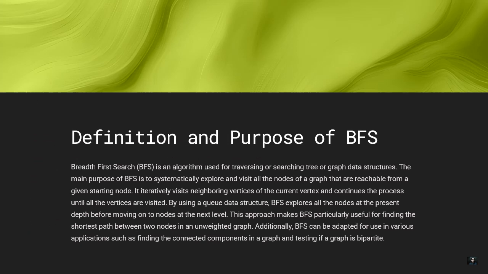Next is the definition and purpose of BFS. Breadth first search is an algorithm used for traversing or searching tree or graph data structures. The main purpose of BFS is to systematically explore and visit all the nodes of the graph that are reachable from the given starting node. It iteratively visits neighboring vertices of a current vertex and continues the process until all vertices are visited. By using a queue data structure, BFS explores all the nodes at the present depth before moving on to the nodes at the next level. This approach makes BFS particularly useful for finding the shortest path between two nodes in an unweighted graph. Additionally, BFS can be adapted for use in various applications such as finding the connected components in a graph and testing if a graph is bipartite.